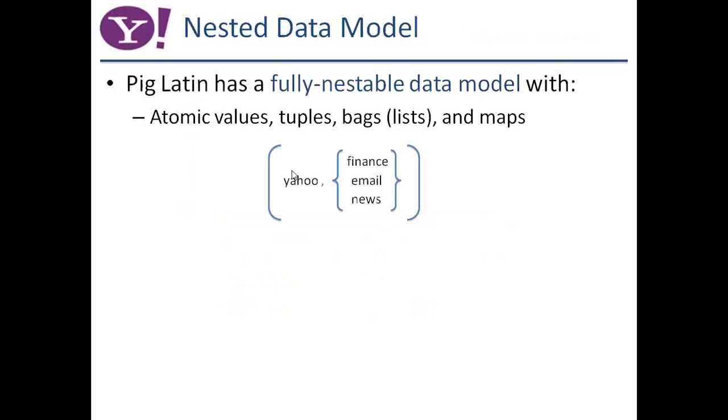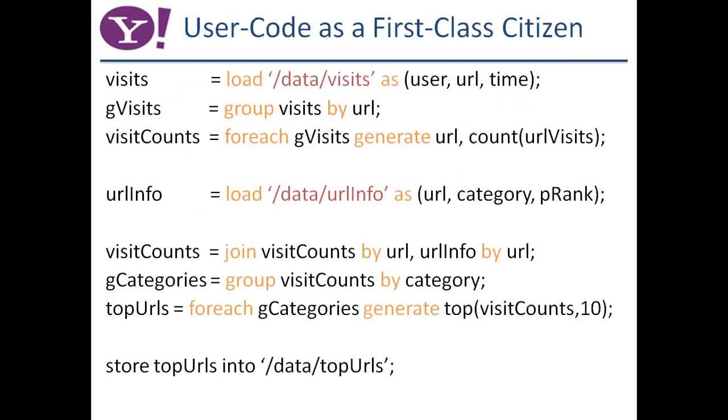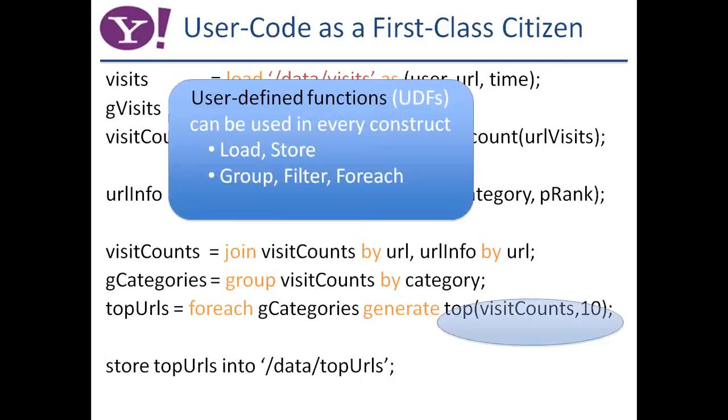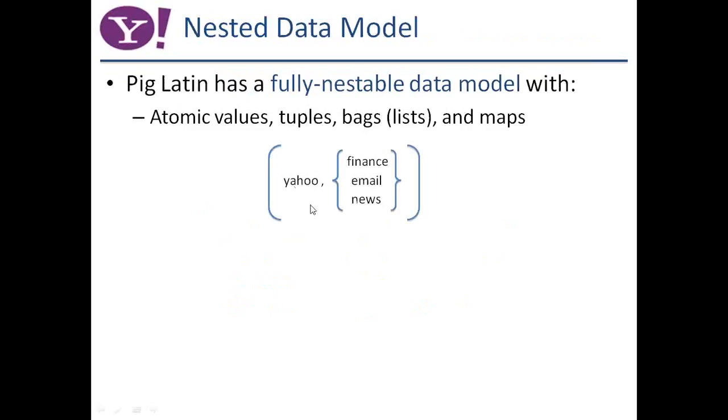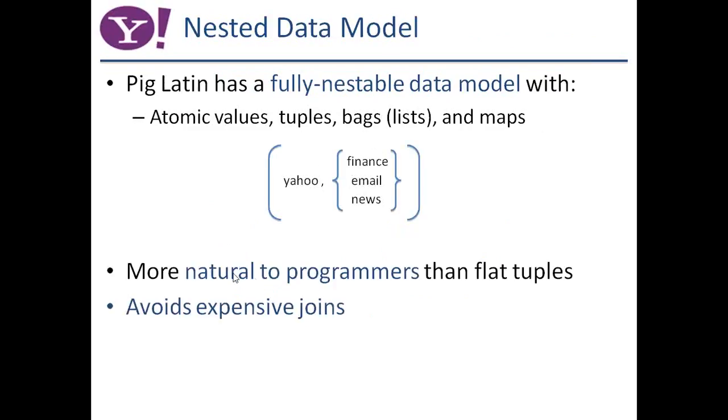Whenever you're trying to group, yesterday we have done this particular grouping, right? How did we do it here? We specified something called group visits by URL. And what is the schema of this? What is the schema of your grouped visits? It will be group comma visits, right? So is it not something like a nested relationship that you are creating here? More natural to programmers than flat tuples. It is not totally a flat thing that we are doing here, right?